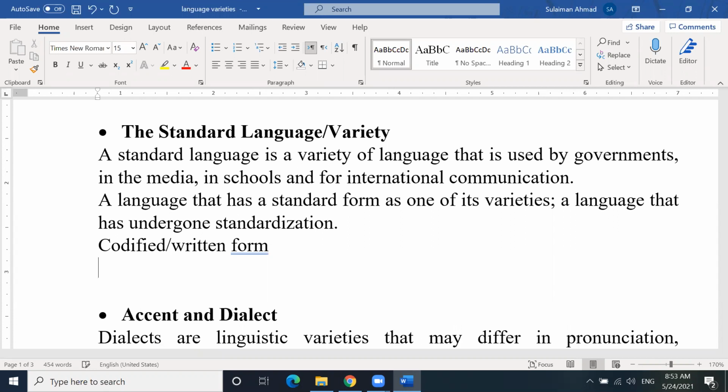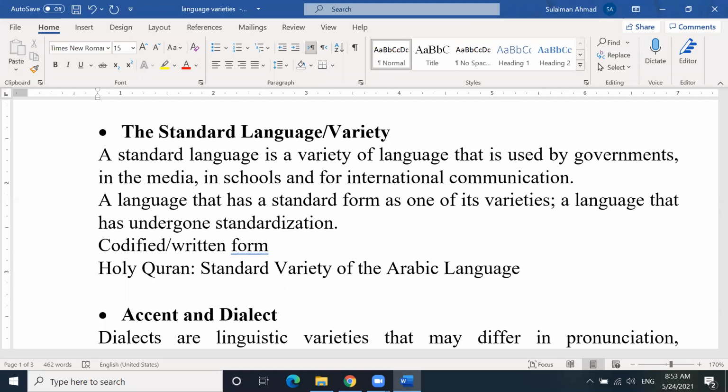Look at the Holy Quran, Arabic language, right? The Arabic language which you may see in the Holy Quran is the standard variety of the Arabic language. But the Arabic language which is spoken by the Arab people nowadays is not the standard form, right? That is their mere varieties. So you got the idea.